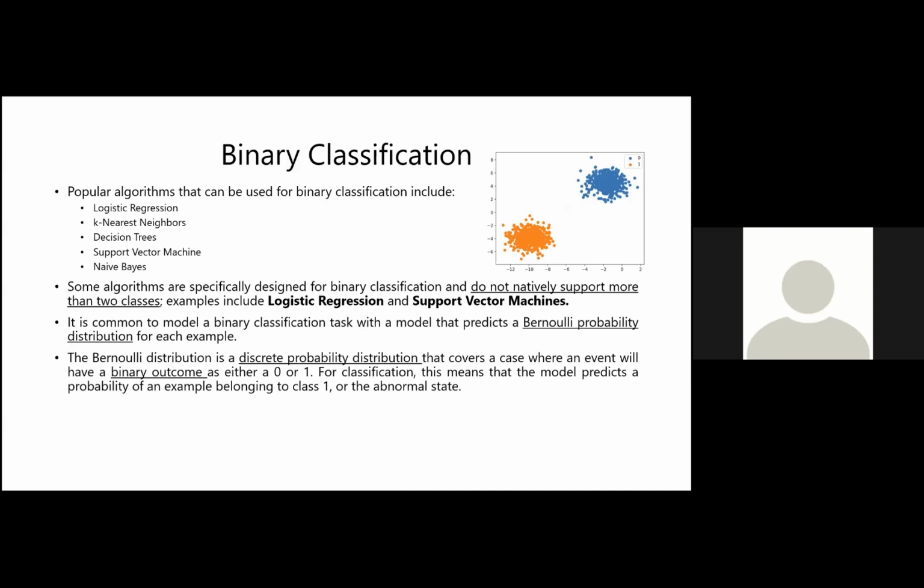So a model that we are building should predict a Bernoulli probability distribution for each example. Coming to the details of the Bernoulli distribution, it is a discrete probability distribution function that covers a case where an event will have only a binary outcome, which is either 0 or 1.